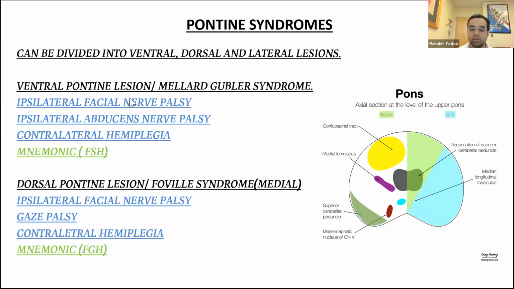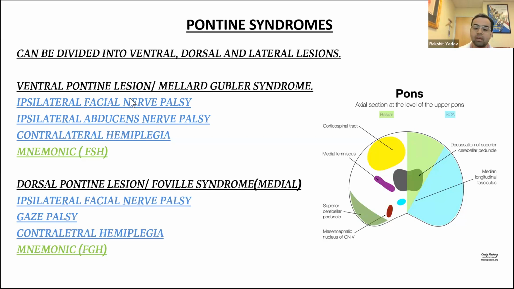Then you have your pontine syndromes. So pontine syndromes can be divided again into ventral, dorsal, and lateral lesions. So your ventral pontine lesion is also known as the Millard-Gubler syndrome. This has ipsilateral facial nerve palsy because your seventh nerve falls into the pons. And you have your ipsilateral abducens nerve palsy. Again, the sixth cranial nerve is a part of the pons. Then you have contralateral hemiplegia.